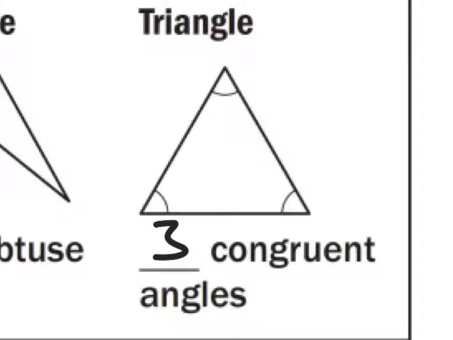Well, adding them up together is 180, but not each of them. Each of them is what? Each of them is 60 degrees. It's the only possible answer because they have to be congruent, which means they all have to be the same, and they have to add up to 180 degrees. So the only way to get that is if there's 60. 180 divided by 3.